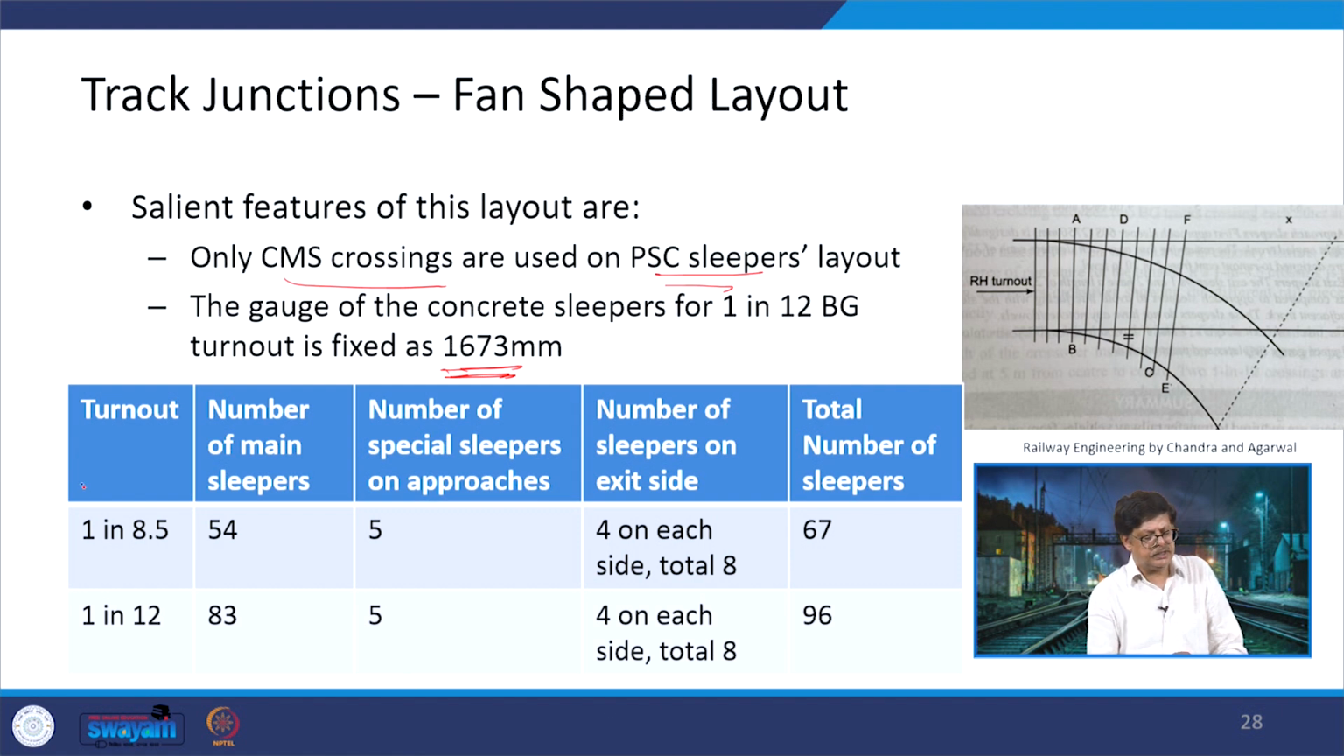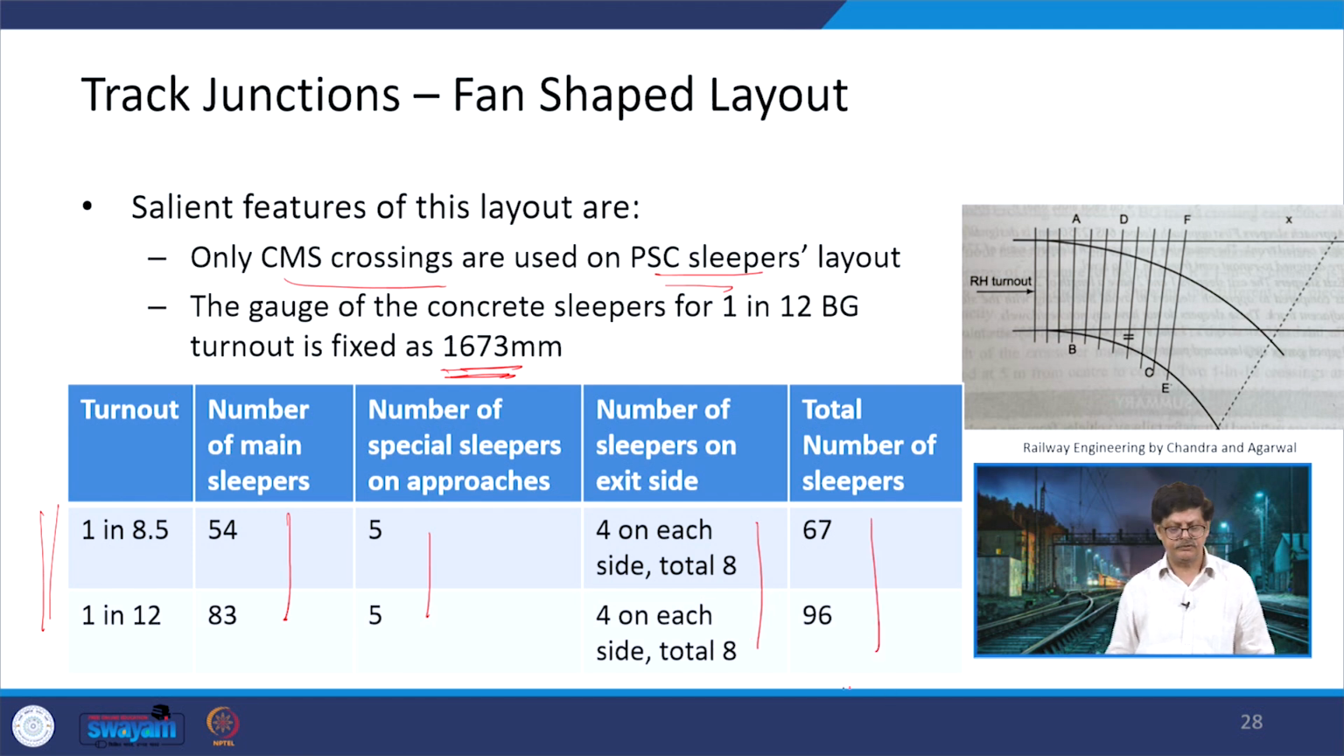Now, here you can see that there are different types of turnouts. For those, the number of main sleepers, the number of special sleepers which are provided on the approaches to this type of turnout, the number of sleepers on the exit side, and the total number of sleepers have been defined. So, in the case of 1 in 12, we have 83 main sleepers, there are 5 sleepers on the approaches, there are 4 on each side, that is a total of 8 sleepers on the exit side, and then the total number comes out to be 96.